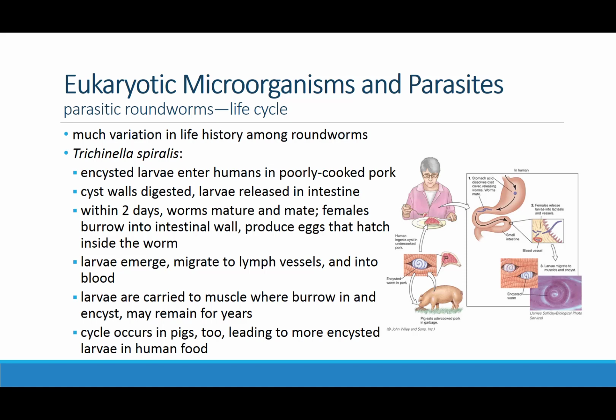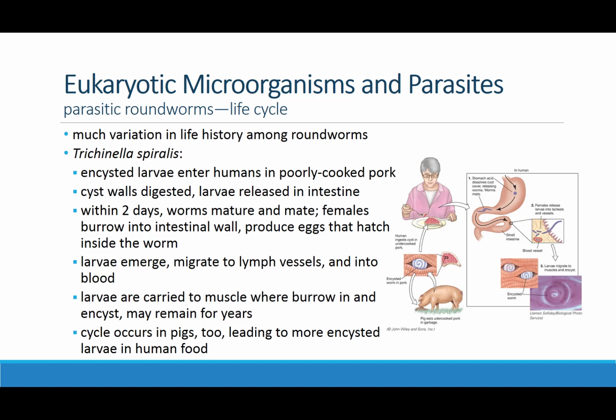So you eat some poorly cooked pork. Maybe the bacon hasn't been cooked well, or you're eating a pork chop that hasn't been cooked fully, and you wind up eating one of these cysts. And you digest away the cyst, and the larva is released into the intestine. And then within a very short time, just 2 days later, these worms have matured and are capable of mating.